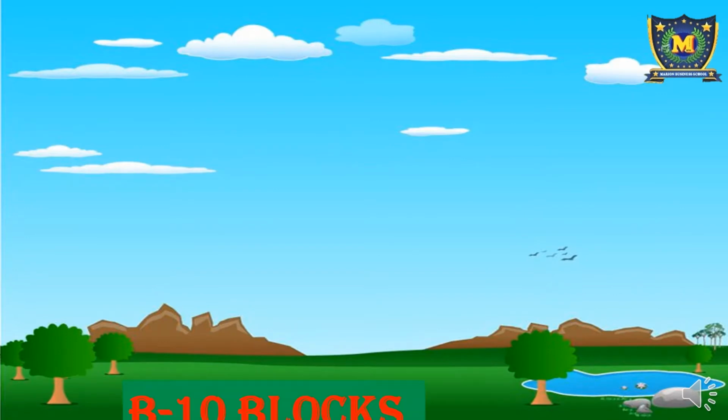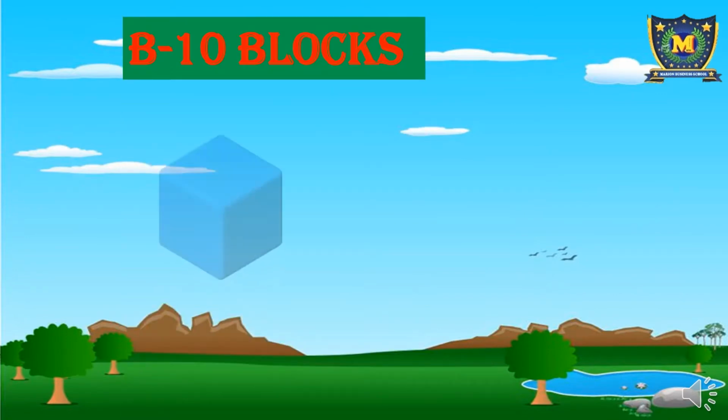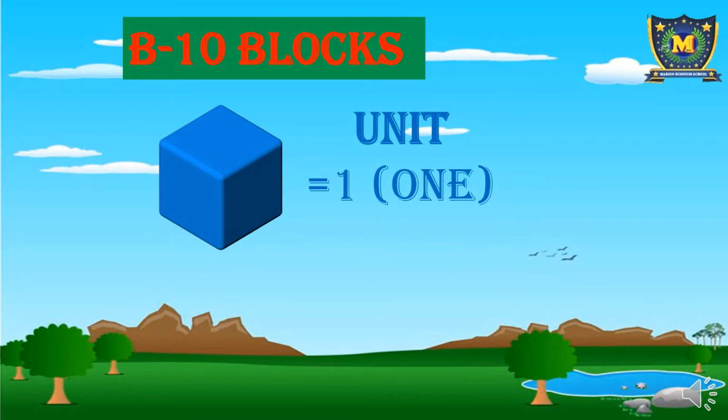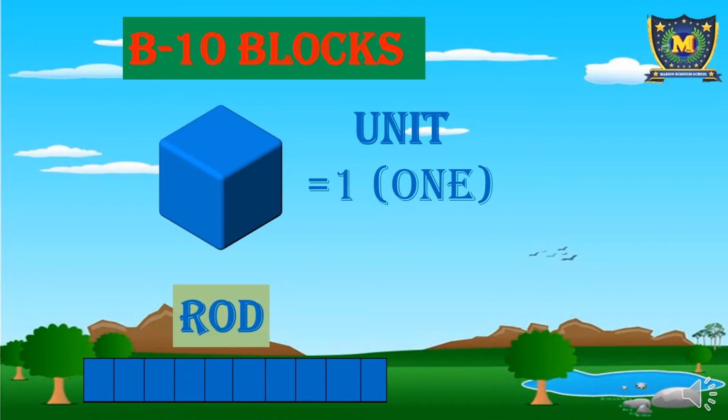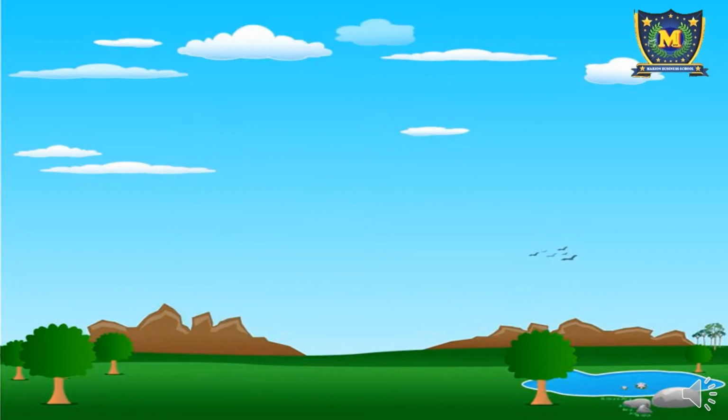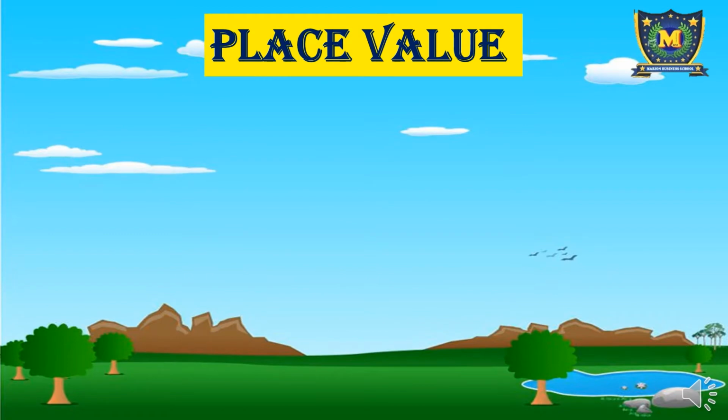In this lesson, we also need these base ten blocks. We already met the unit, in which 1 unit is equal to 1. And we are now meeting this rod. This is what a rod looks like. And 1 rod is equal to 10. Again, 1 rod is equal to 10. Now let's start the lesson on place value.